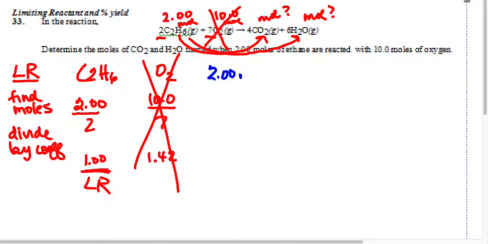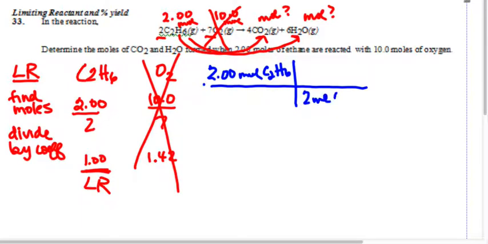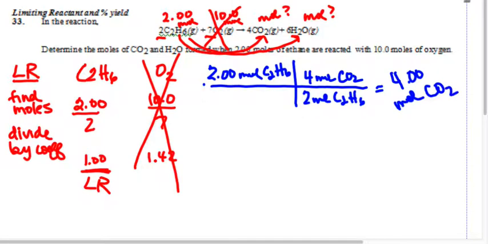So because I was given moles of ethane, I'm going to start with my 2 moles of ethane. What do you want me to find first, CO2 or H2O? CO2. So for every 2 moles of ethane, these are the balanced coefficients, I have 4 moles of CO2. So, if you pull your calculators out, I might look at you funny. So we get 4.00 moles of CO2 is produced. Okay? And then we can do the same thing for water.